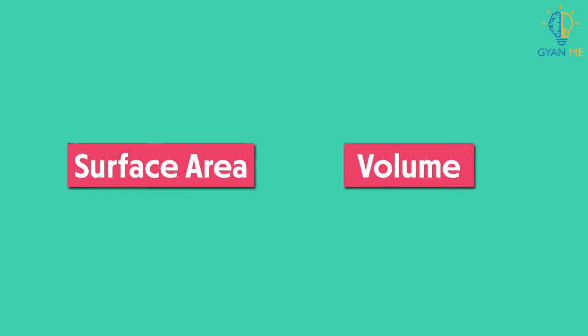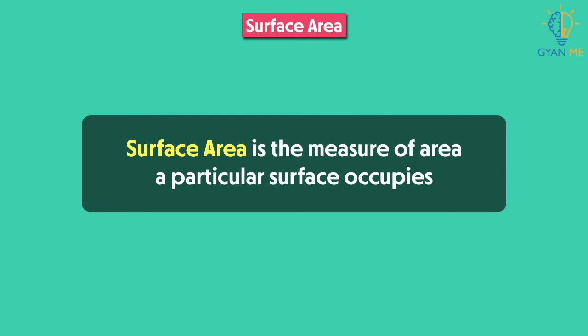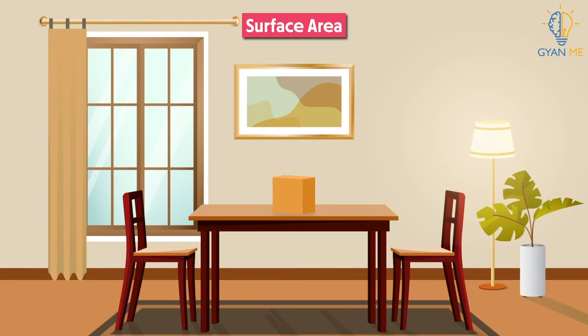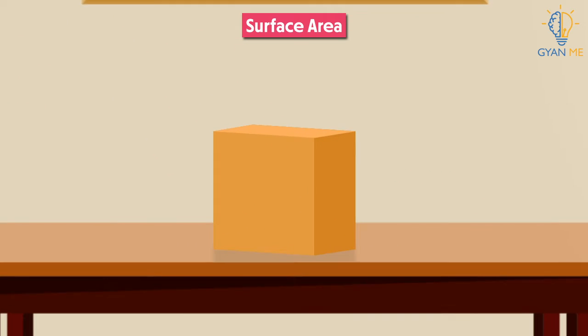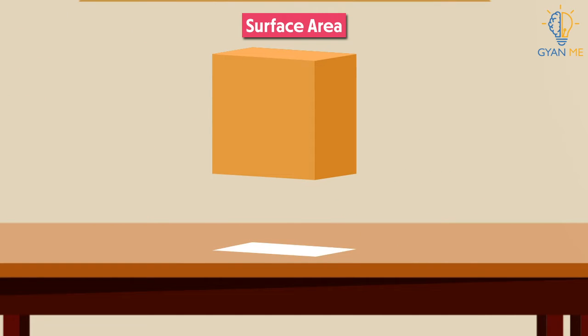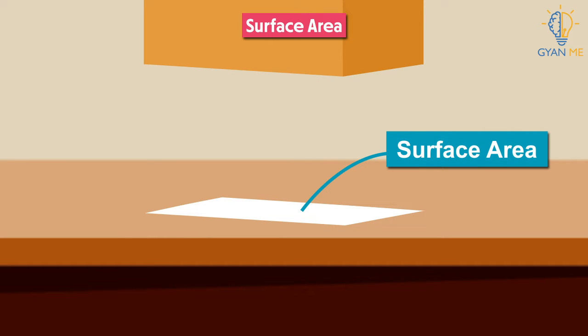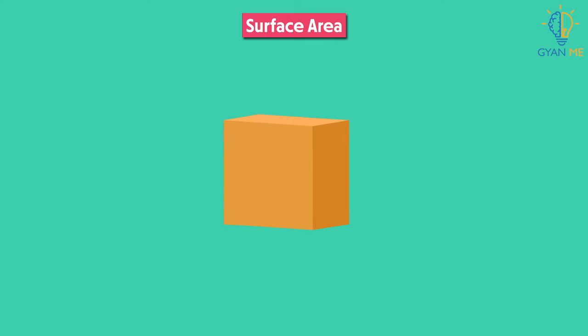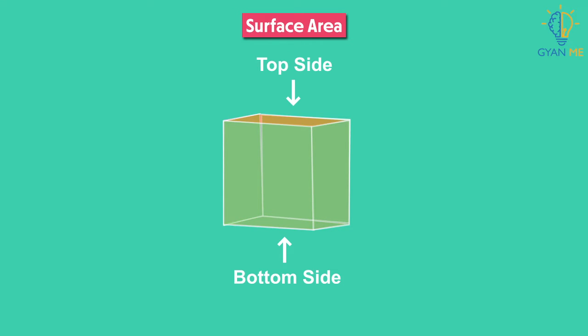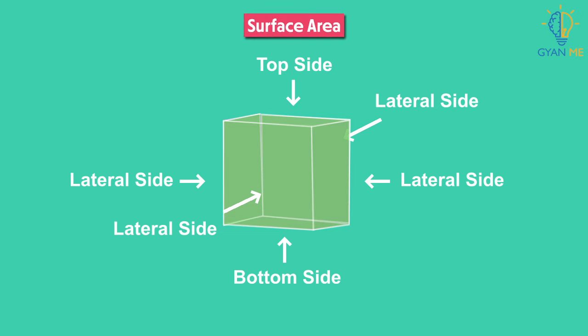volume. Surface area, as the name suggests, is the measure of area a particular surface occupies. For example, if I keep this box on the table, its lower surface occupies some space. Measurement of this space is nothing but its surface area. Now, instead of keeping the box on table, we want to paint its outer surface. For that, we need to calculate area of all these surfaces or sides of the given box. That is its bottom side, top side and two lateral sides. Hence, we call it as total surface area.